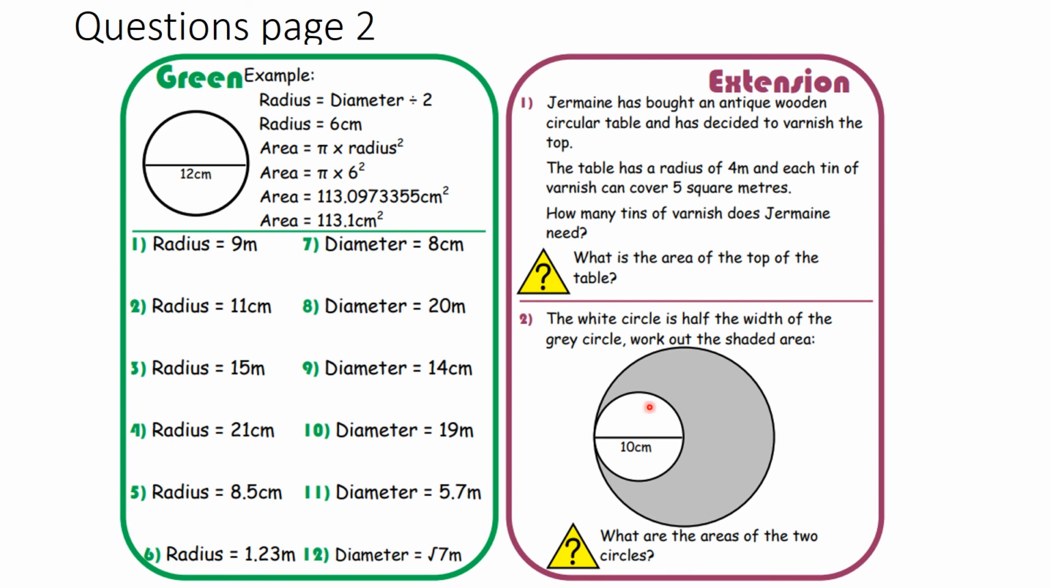For this one here, if we want to know the shaded area, then what you're going to do is work out the area of this big whole circle. You're going to work out the area of this little white circle, and you're going to subtract that off the big circle, okay?